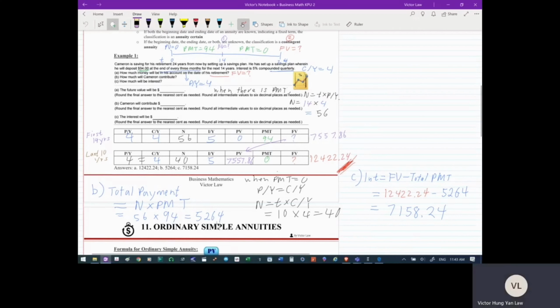That's your total deposit. Part C, how much will be the interest? So the total interest earned is basically the future value minus the total payment. Our future value at the end of 24 years is 12,422.24. That's how much we're going to have at the end of 24 years. And then we made a total deposit of 5,264. So we subtract those two, and that will give us the interest earned. So our answer for part C is 7,158.24, and that's example 1.